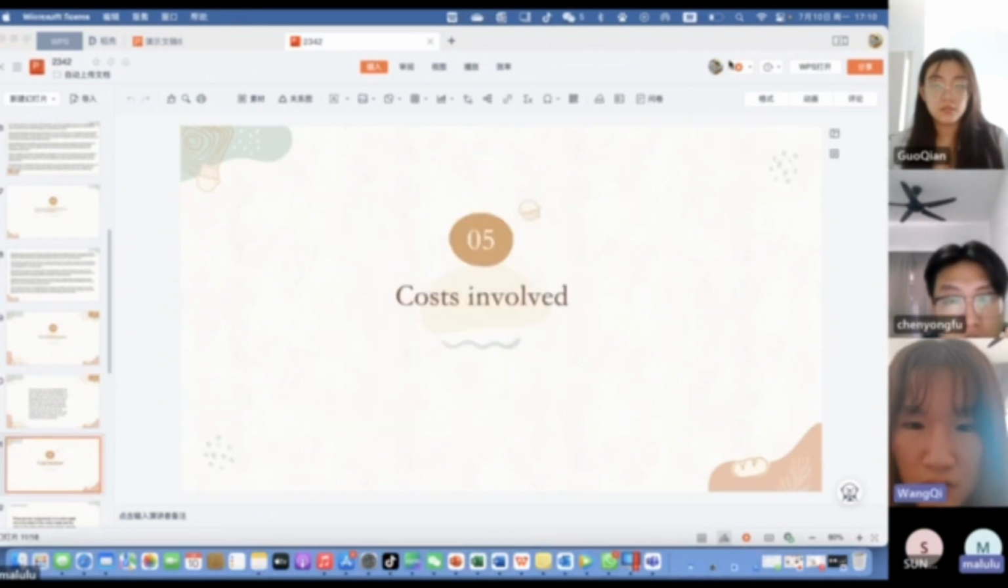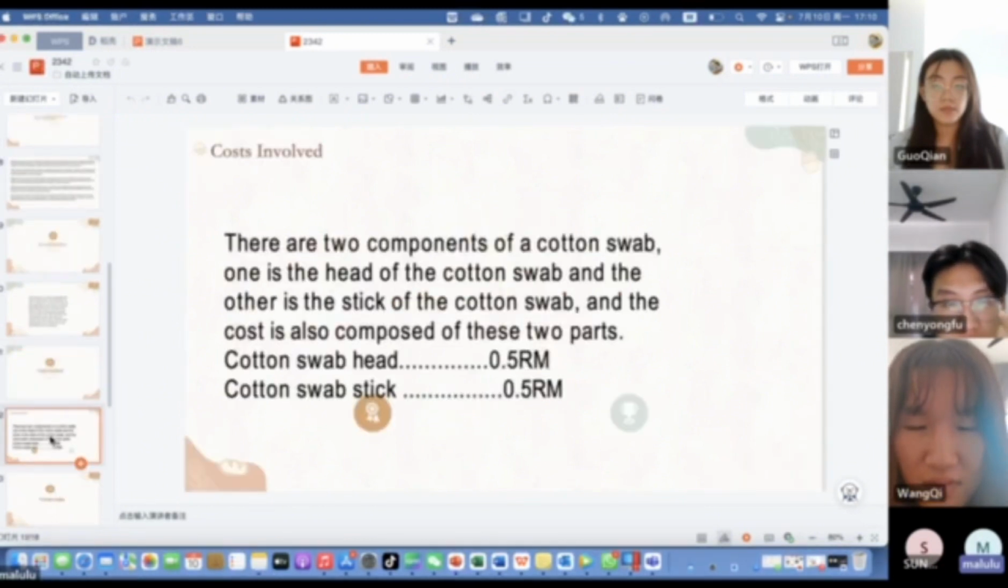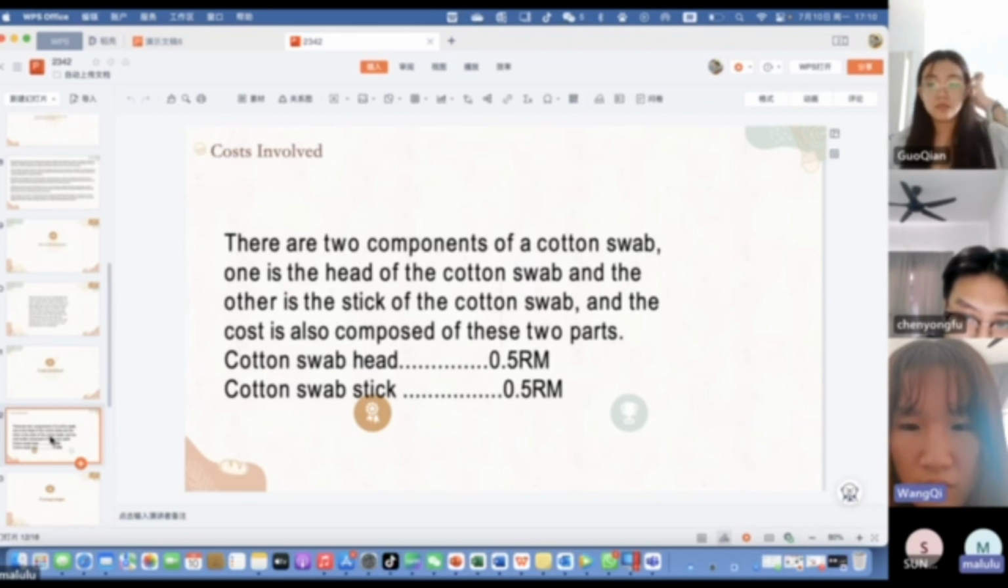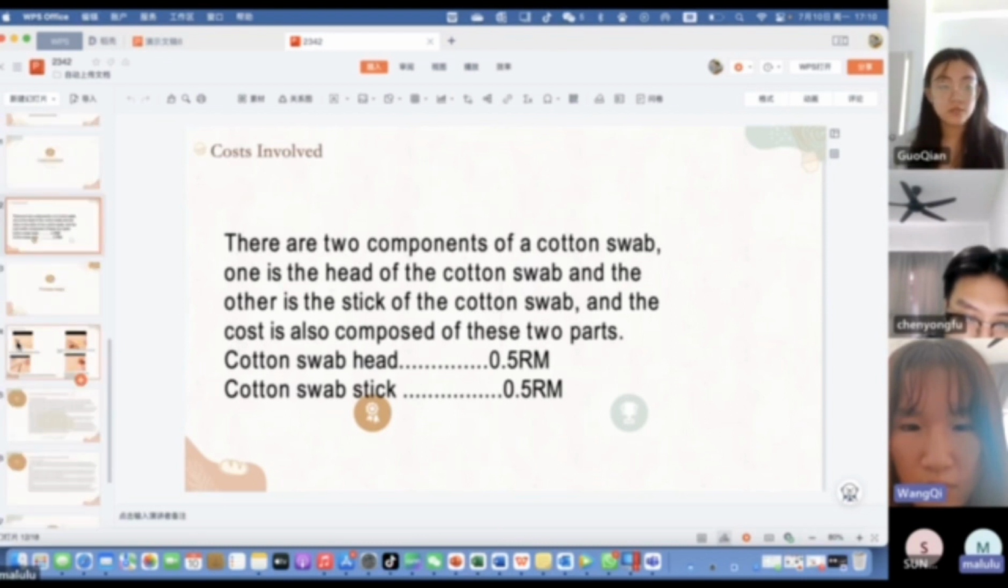The fifth part is the cost involved. There are two components of a cotton swab. One is the head of the cotton swab, and the other is the stick of the cotton swab. And the cost is also composed of these two parts. The first part is the cotton swab head, 0.5 ringgit, and the other part is the cotton swab stick, also 0.5 ringgit. Okay, next page.